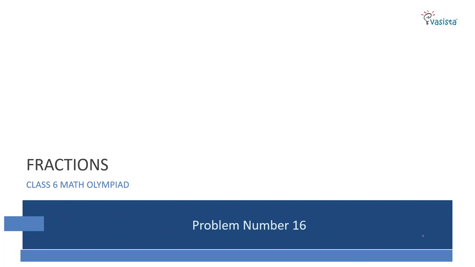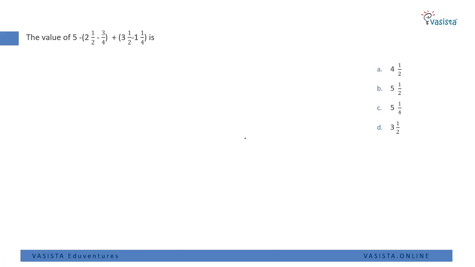Fine, let me solve the 16th problem here. We have to find the value of 5 minus (2 1/2 minus 3/4 plus 3 1/2 minus 1 1/4).